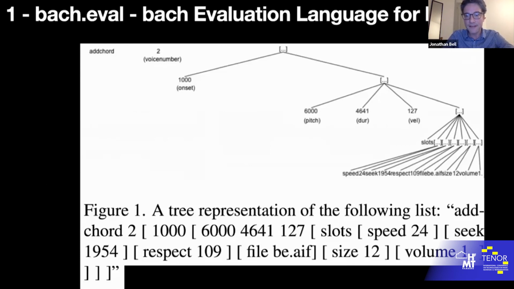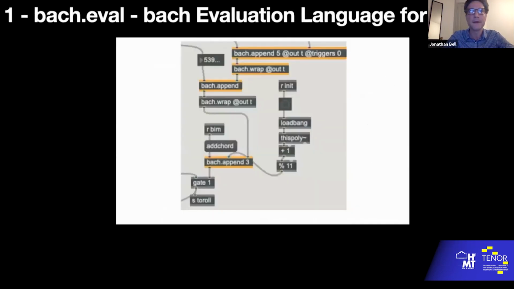So like you have addchord in MaxScore, in Bach, you have the addchord command. So the straightforward way to compose in Bach consists in adding notes on the score or formatting addchord messages of different kinds with specific onset, pitch, duration, velocity, and all the slot information on the bottom right. I'm here trying to format one of those addchord messages in Max. At the top, I'm wrapping and appending lists together.